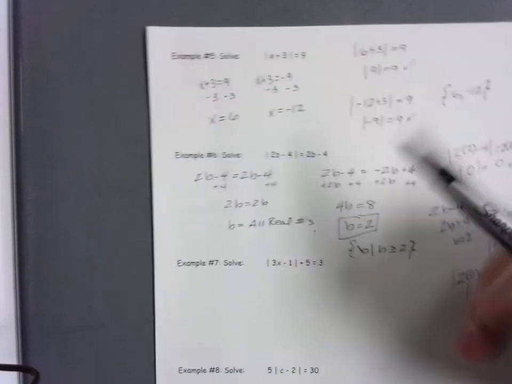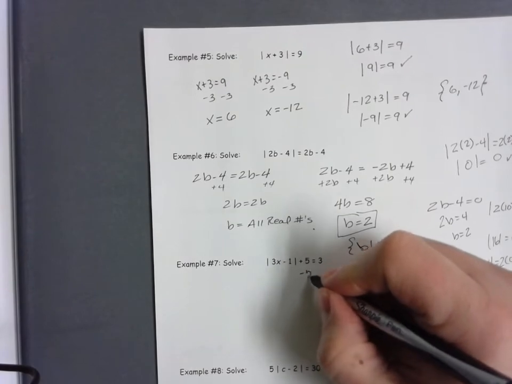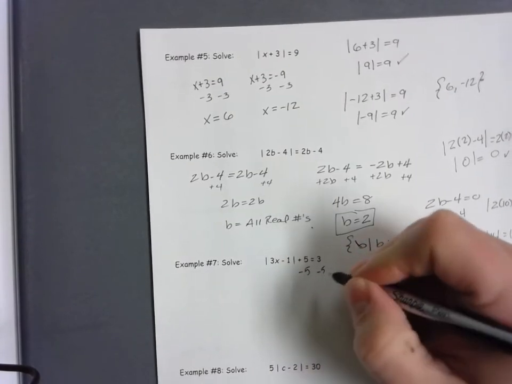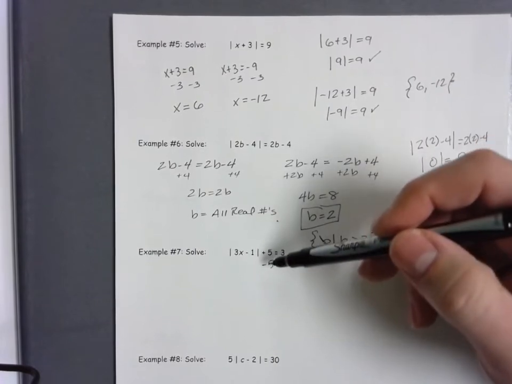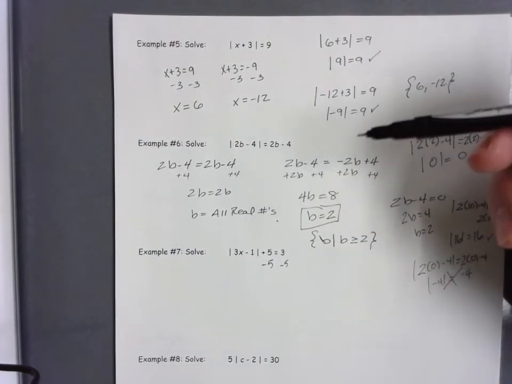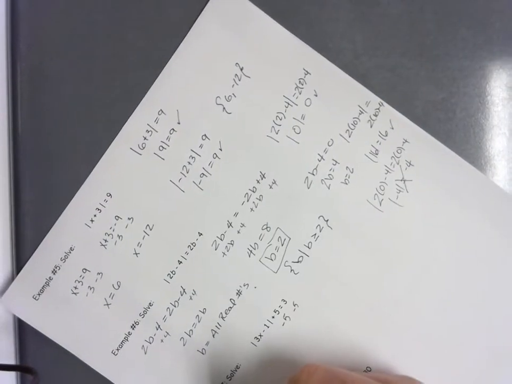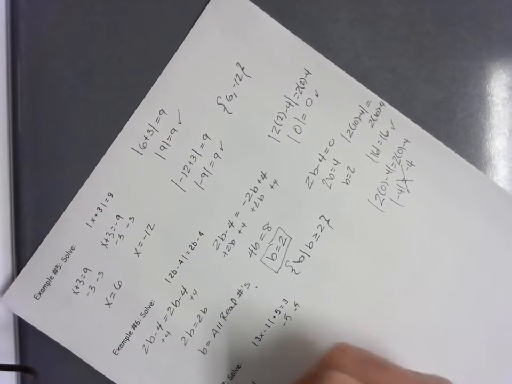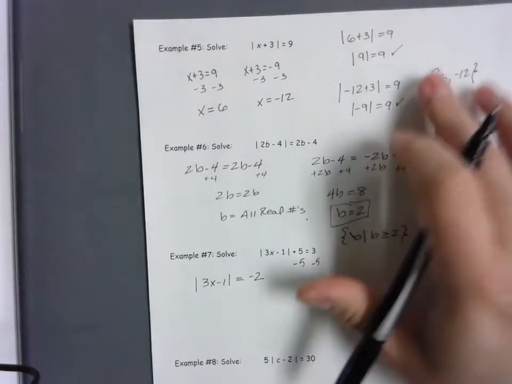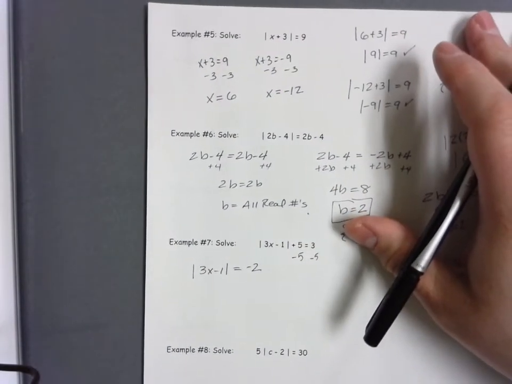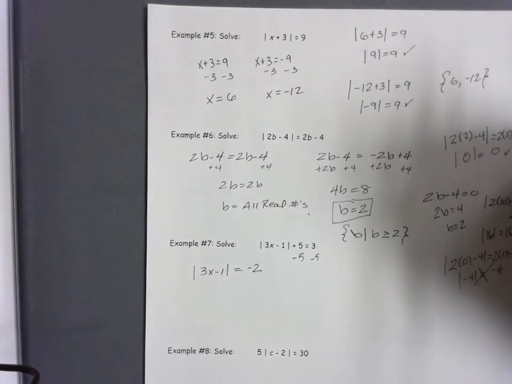Now, with number 7, there's a number on the outside that's being added, so I subtract it off. If you think of this, what's happening here is that 5 is your vertical shift up 5. Okay? So I'm left with the absolute value of 3x minus 1 is equal to, in this case, negative 2. Now, we know when we look back at our previous examples, there's no way anything can work here. We can solve this out and show that it fails, but there's never going to be a case where the absolute value equals something negative.